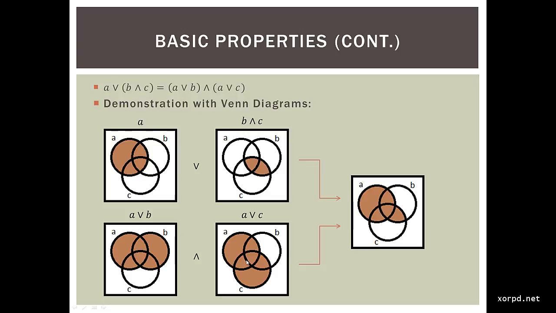Now let's try to look at the right-hand side of the equation, and we are going to look now at the bottom of the painting. We have here A or B, which is just the A circle colored by brown together with the B circle colored by brown. And we are going to end it with this part, A or C, which is basically the A circle colored with brown together with the C circle colored with brown.